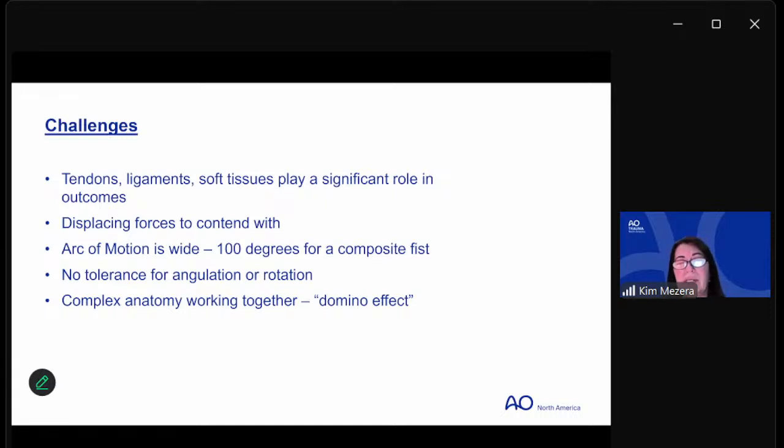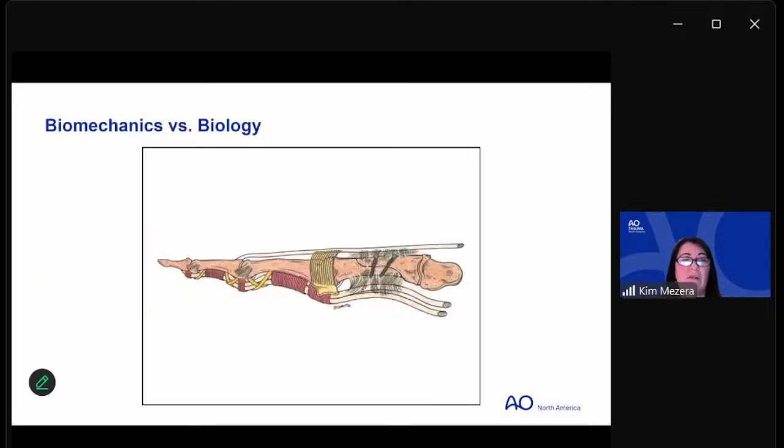There's no tolerance, unfortunately, or little tolerance for any angulation or malrotation. So you have to be very diligent and mindful about that when you're fixing these fractures. Speaking about scar tissue, it's a race in these fractures between the biomechanics and fixing the bone versus the healing biology. It's a neck and neck race, and often we seem like we're working at different ends of the spectrum on this, and it can be very frustrating.